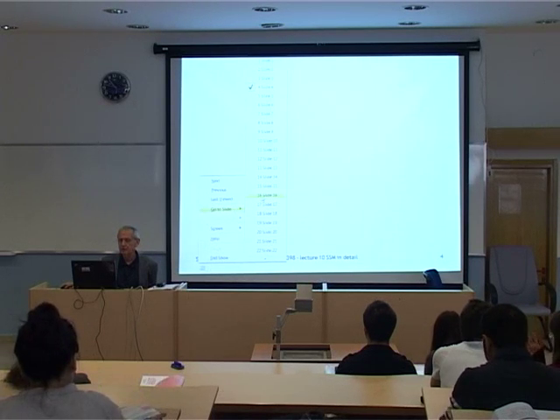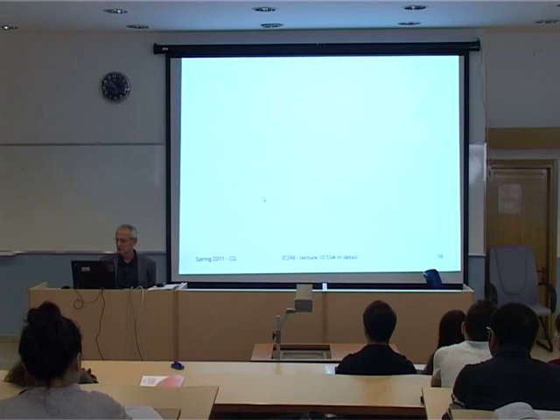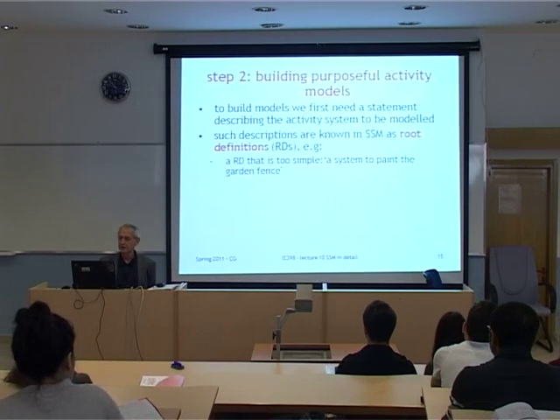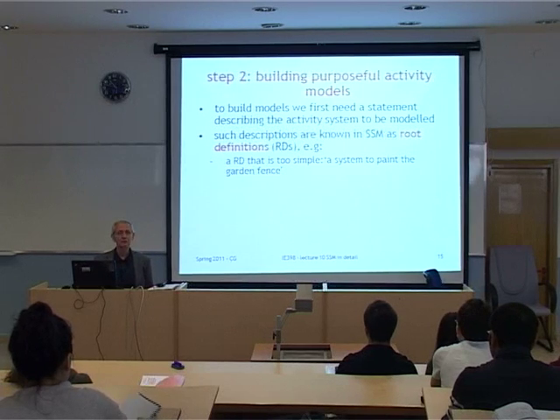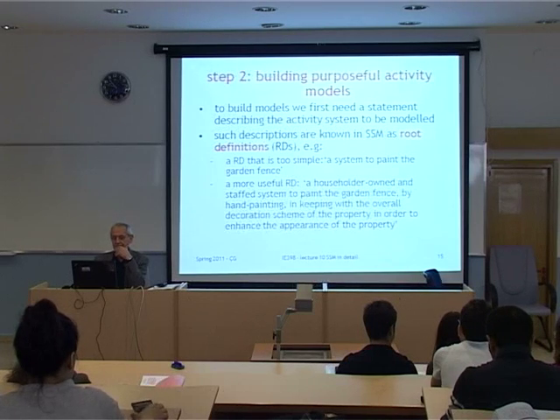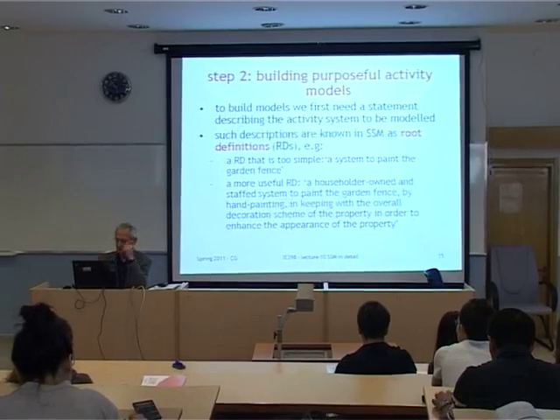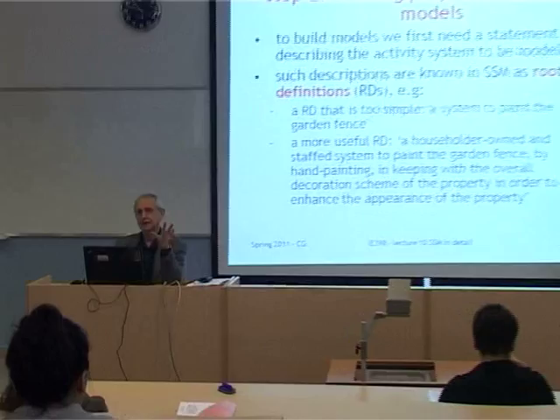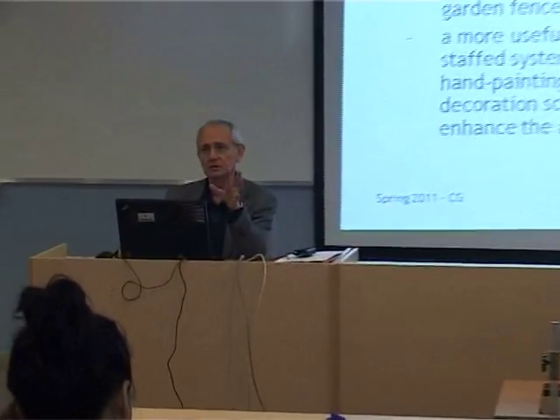Now, we have covered, I think, step 1 yesterday, and we started with step 2, which is the building of the purposeful activity models. We said that as a first step, we should construct a root definition, and we gave an example of a root definition. The root definition describes the activity to be modeled, but this activity does not take place actually in the real world. We are not trying to model the actual activity, but what we think of that activity.